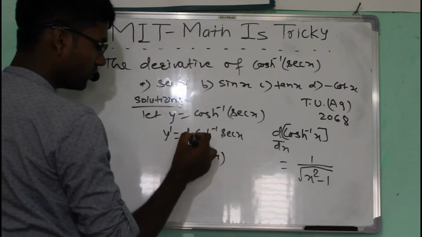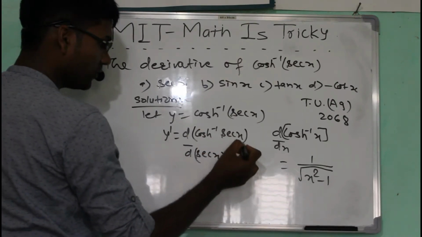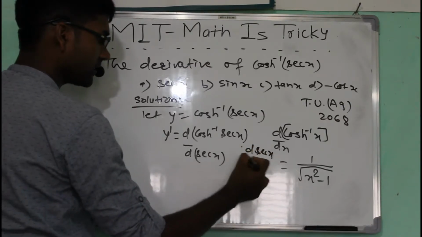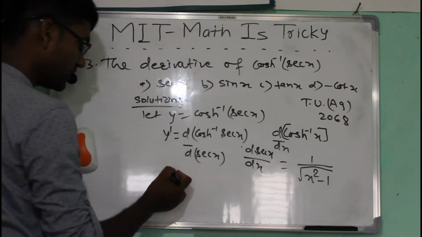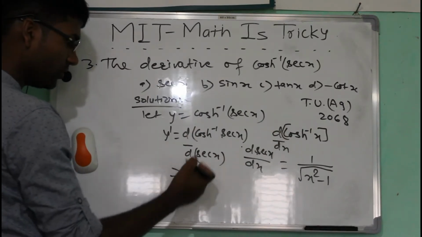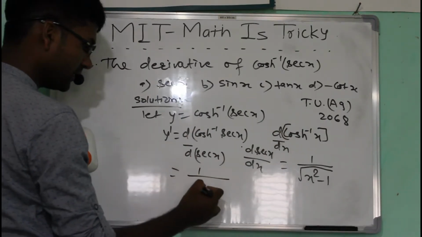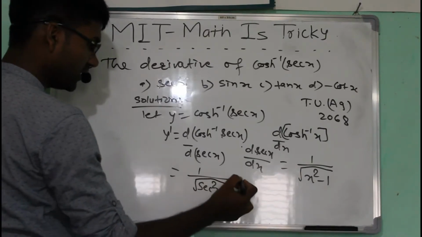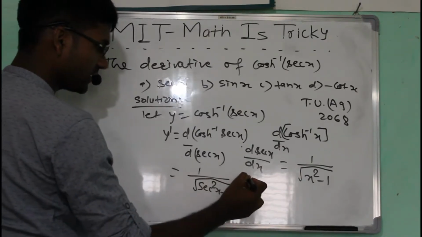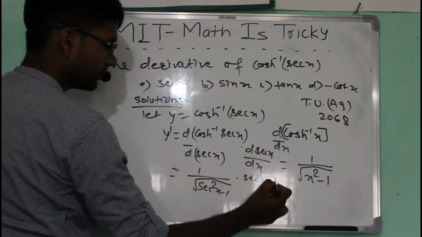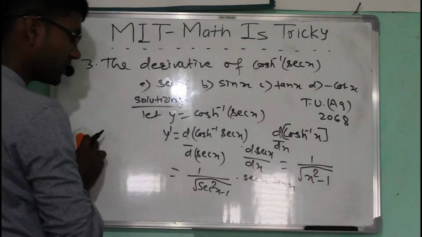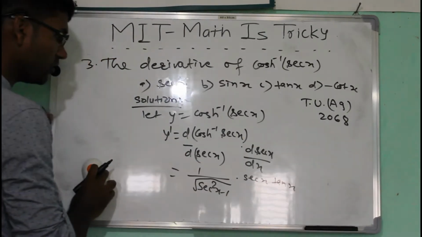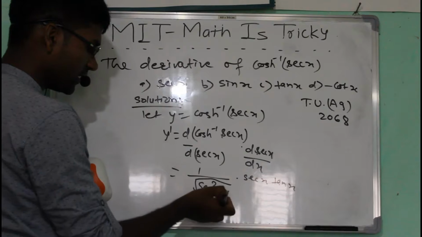We are using the chain rule here. To balance this, we'll write d sec x by dx. As I told you, you can see here this will be 1 by square root of sec square x minus 1, and the derivative of sec x is sec x tan x. So what's our answer? You can see easily here we are getting the answer. This sec square x minus 1 means tan x.